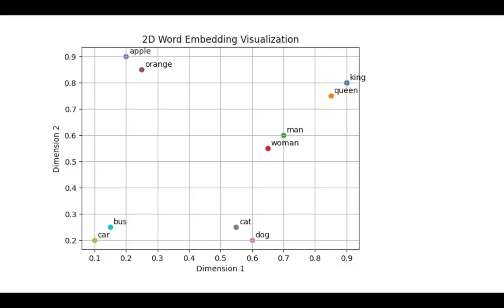So I'll plot it on this two-dimensional plane. You can see king and queen are similar, right? They're humans and they're royal, so they come together. Man and woman, they're humans, so they come close together. Apple and orange are fruits, they come close together. So that's how this word embedding and the intuition behind capturing semantic meaning in words in these vectors works.